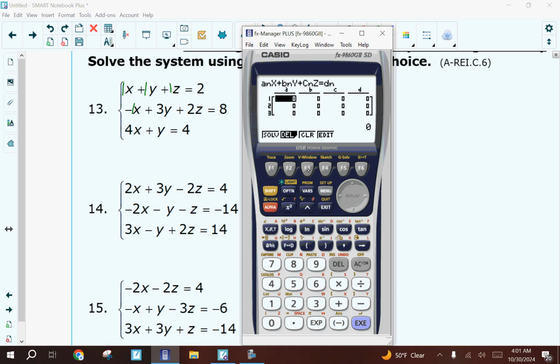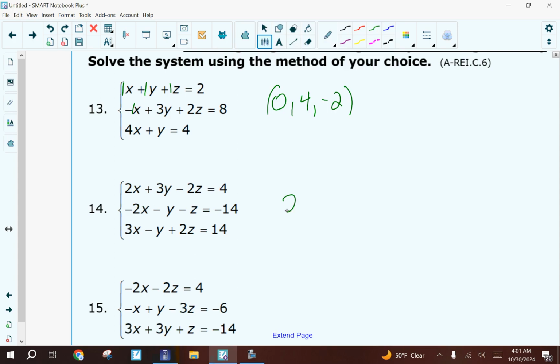The next one would be 2, 3, negative 2, and then 4, and then negative 2, negative 1, negative 1 for that z, and then negative 14, and then 3, negative 1, 2, and then positive 14. So then we've got 2, 4, and 6. 2, 4, and 6 for our final answer.